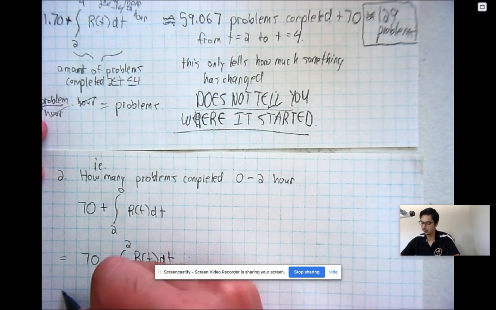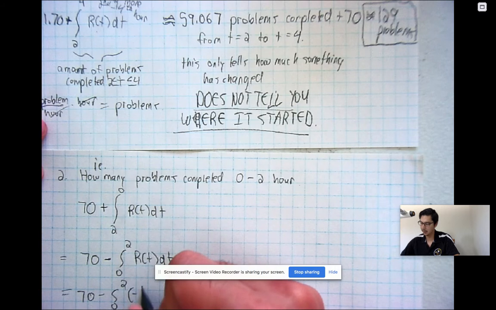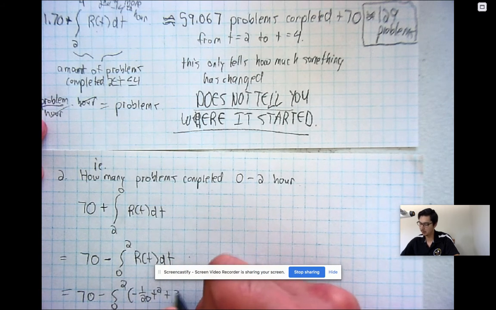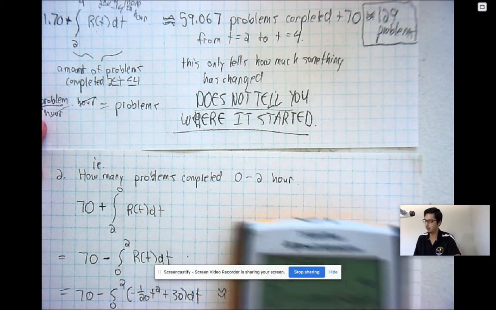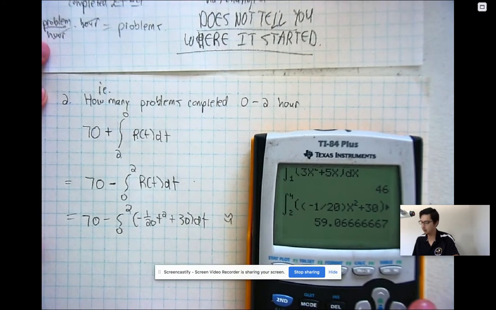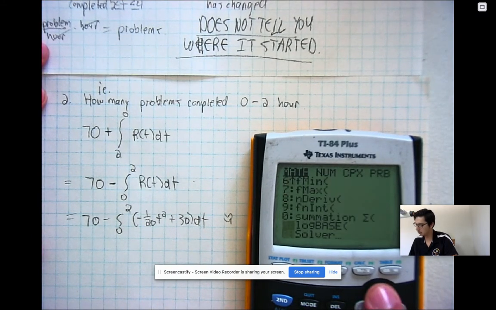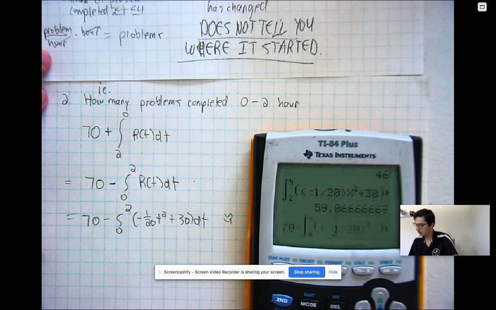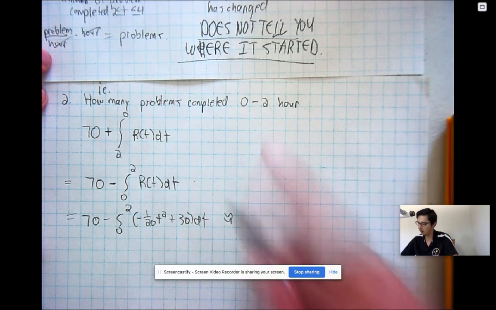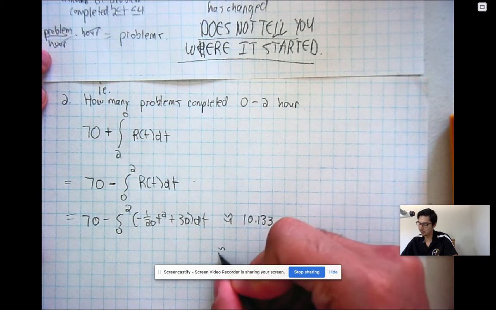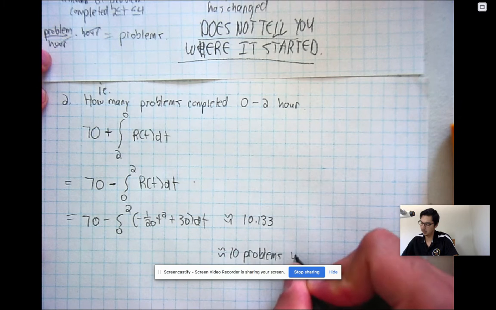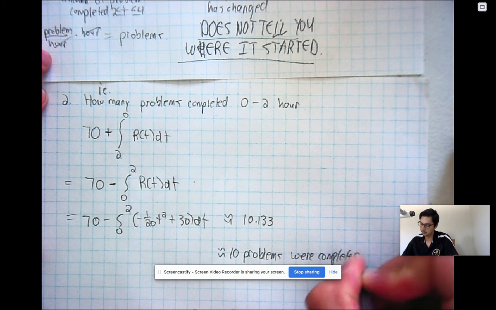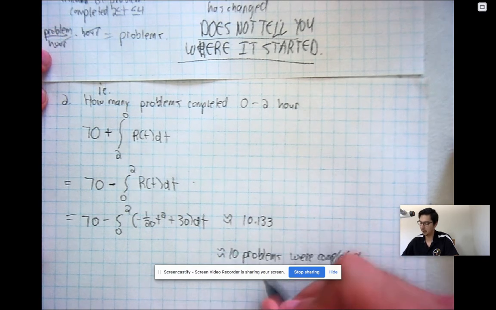And if I put this in my calculator, so 70 minus the integral from 0 to 2 of negative 1/20th t squared plus 30 with respect to t, let's put this in here, 70 minus the integral from 0 to 2 of negative 1/20th x squared plus 30 with respect to x. And I get 10.133, at which point I can probably say about 10 problems were completed before the time started.